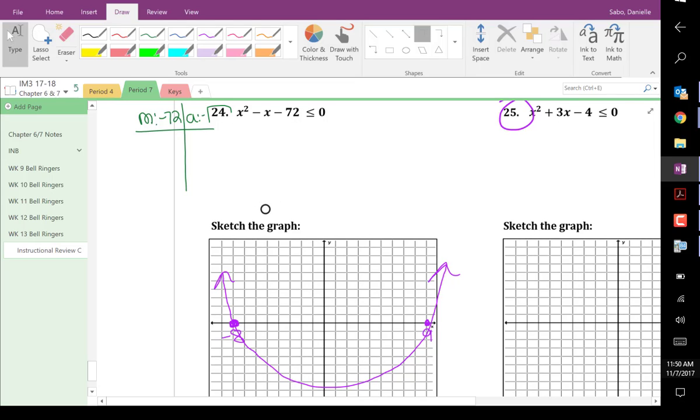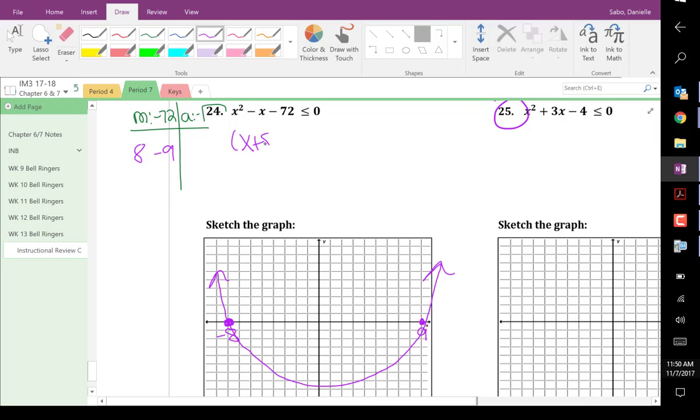I'm going to write this out just so you have it. You don't have to do it this way, but I'm going to write it out. You would have gotten 8 and negative 9. So you would have gotten x plus 8 and x minus 9, which means that I get x equals negative 8 and x equals 9. So if you were going to do factoring, that's what you'd have to do. If not, you have to use your graphing calculator.